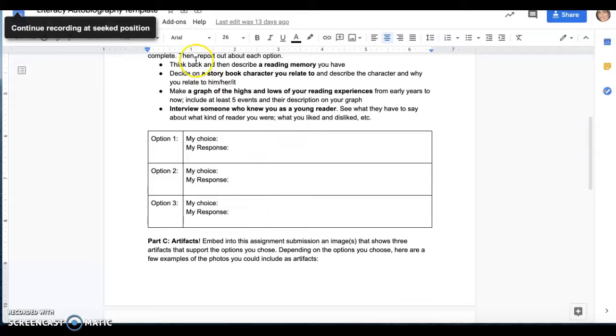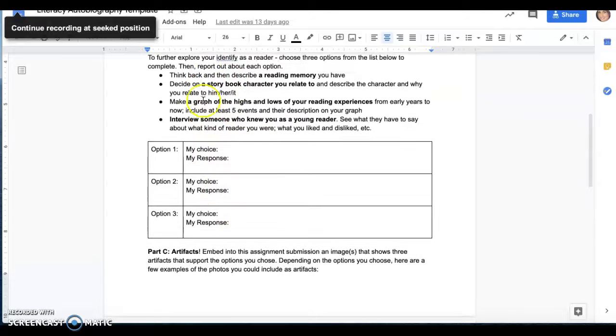The next, you need to pick 3 of these choices up here and respond to the following. So think back and then describe a reading memory. This might be a time maybe you read with your mom every night and it made you feel so cozy and you specifically remembered it. Describe that here. Decide a storybook or a character that you relate to and describe that character and why you relate to him. Maybe it's Harry Potter. Maybe there's elements of Harry Potter's personality that you can relate to. You would describe that down below.